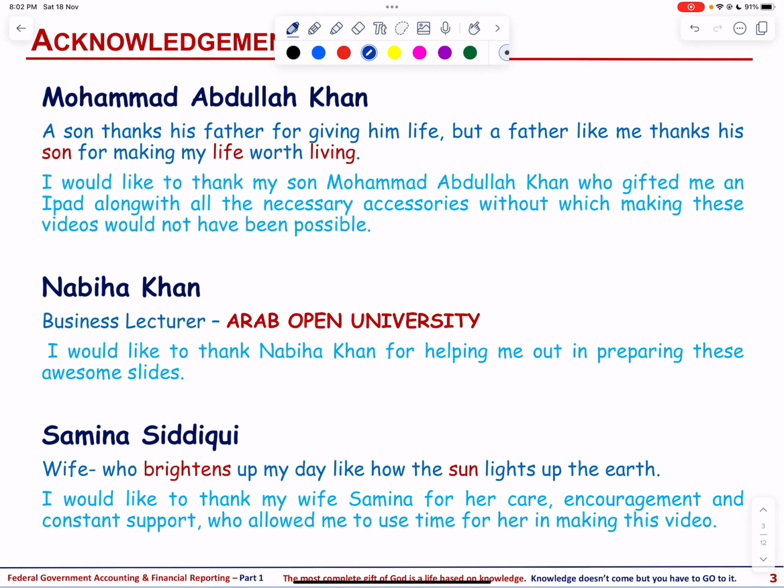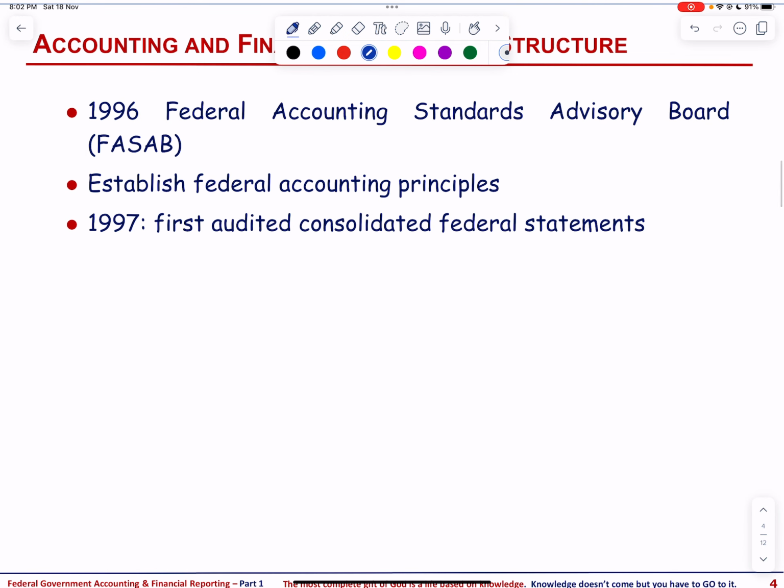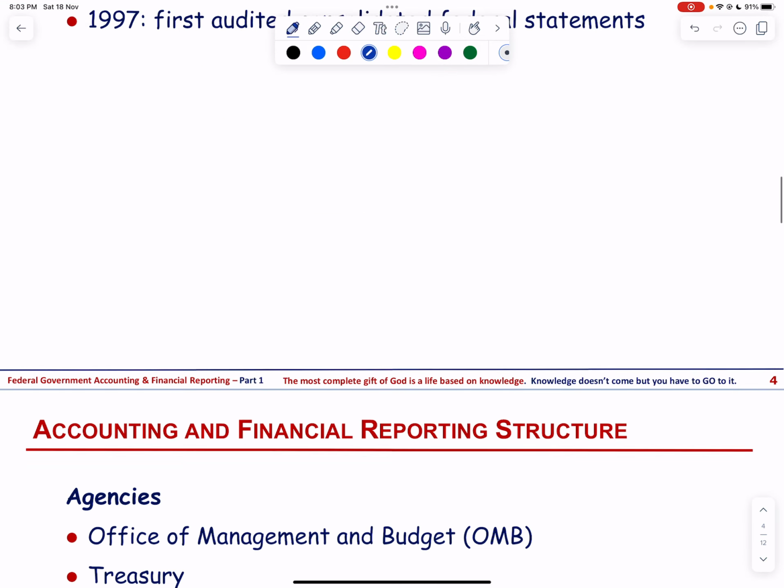So let us start with discussing the accounting and financial reporting structure. The Federal Accounting Standards Advisory Board, FASAB, established the Federal Accounting Principles by 1996, and the first audited consolidated federal statements were issued in 1997. Next, let us talk about the federal government accounting agencies.